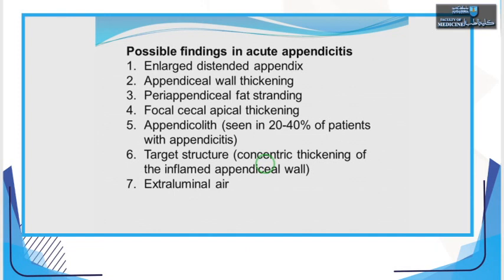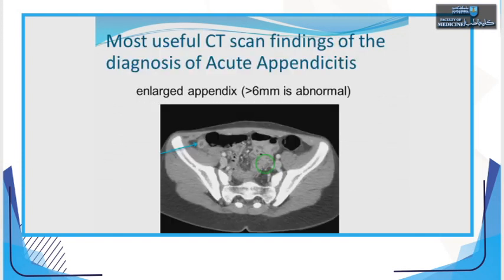Again, possible findings in acute appendicitis: enlarged distended appendix, appendicular wall thickening, periappendicular fat stranding, focal cecal apical thickening, appendicolith or feculith, target structures, concentric thickening of the inflamed appendicular wall, extraluminal air means perforation. Most useful CT scan findings for the diagnosis of acute appendicitis.